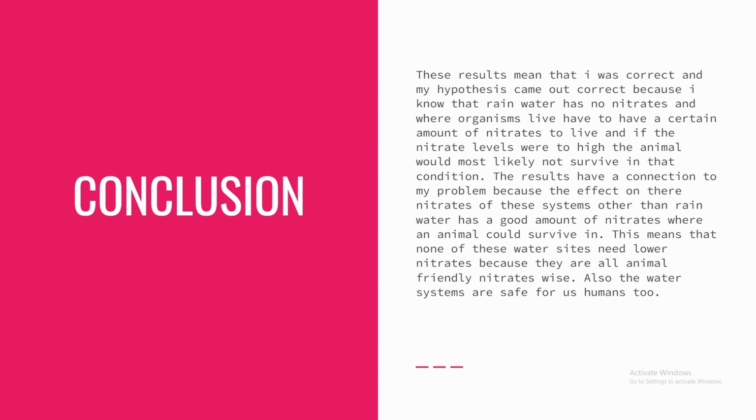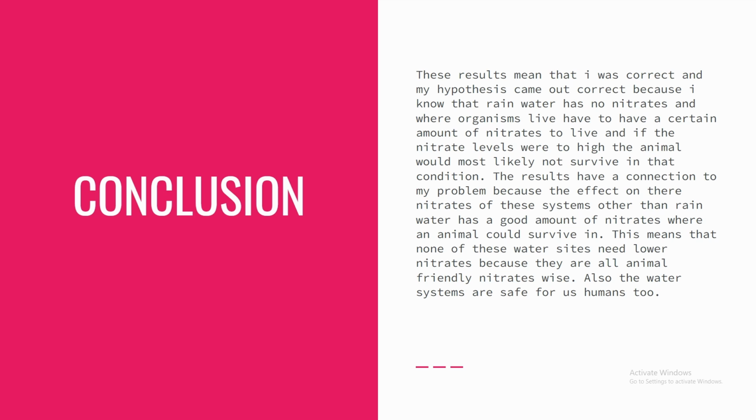These results mean that I was correct and my hypothesis came out correct, because I know that rainwater has no nitrates and where organisms live has to have a certain amount of nitrates to live. If the nitrate levels are high, the animal would most likely not survive in that condition.